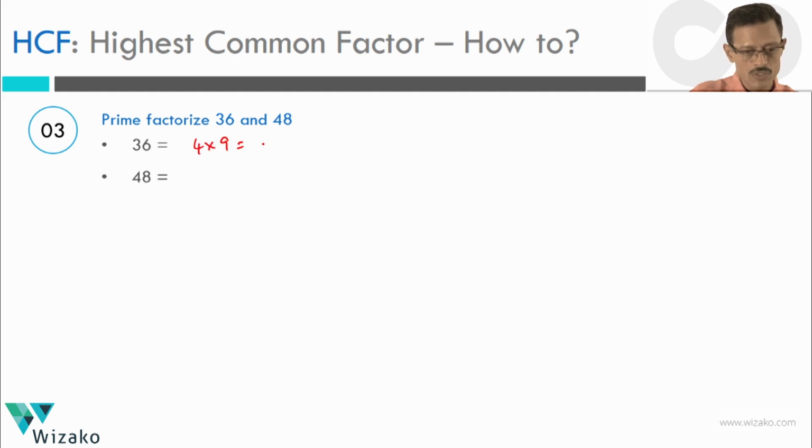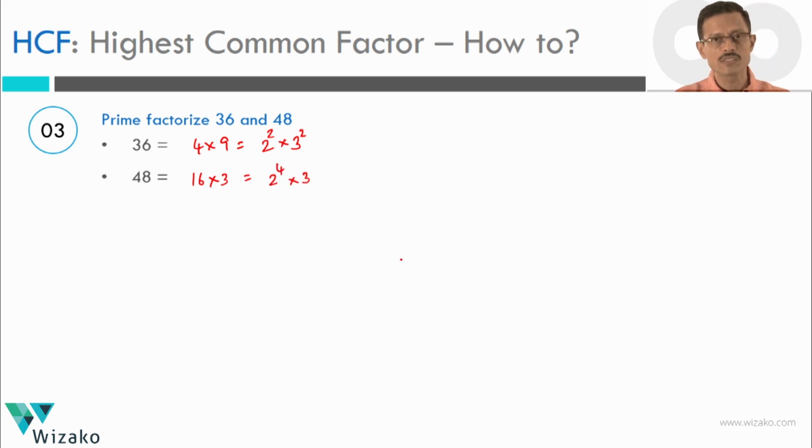4 is not prime, so we'll write it as 2 square, and 9 is not prime, we'll write it as 3 square. For 48, it's a 16 into 3. 16 is not prime, we'll write it as 2 power 4 into 3. So we have prime factorized both 36 and 48. Let's pick one of these numbers. Let's start with the 48. Let's focus on 48 right now.